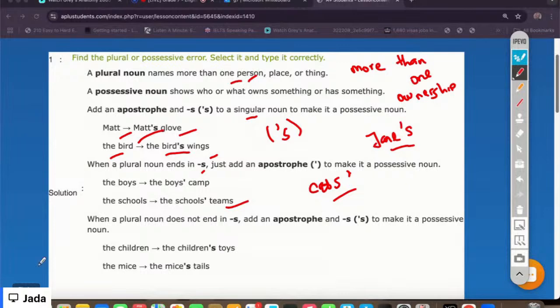And then when a plural noun does not end with s, add an apostrophe and s to make it a possessive noun. So some plurals are unique and do not end with s. Just like children, you have to put the apostrophe and s to make it plural possessive. Right? So let's look at some examples.